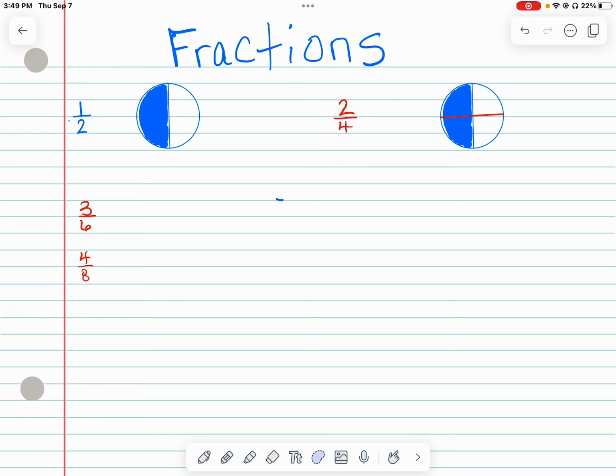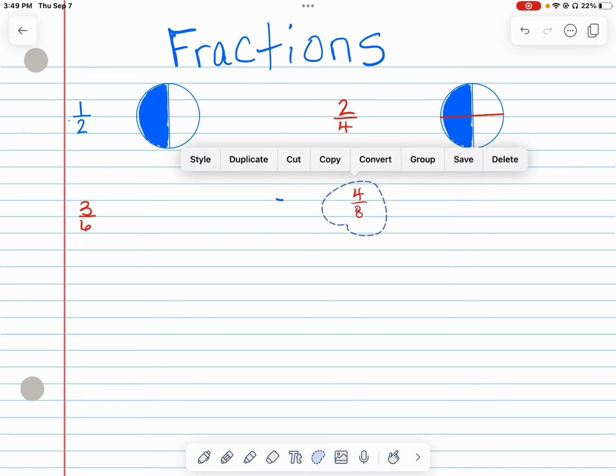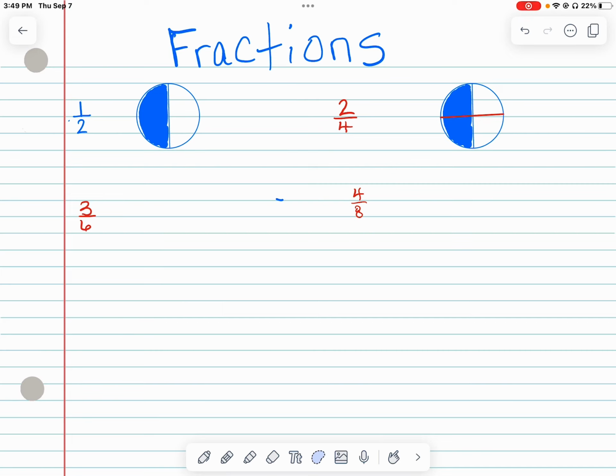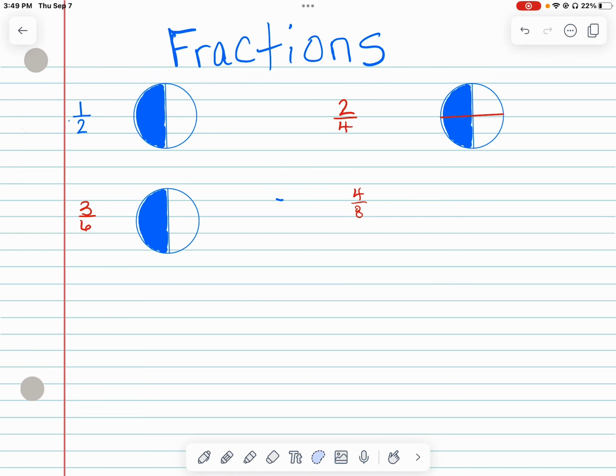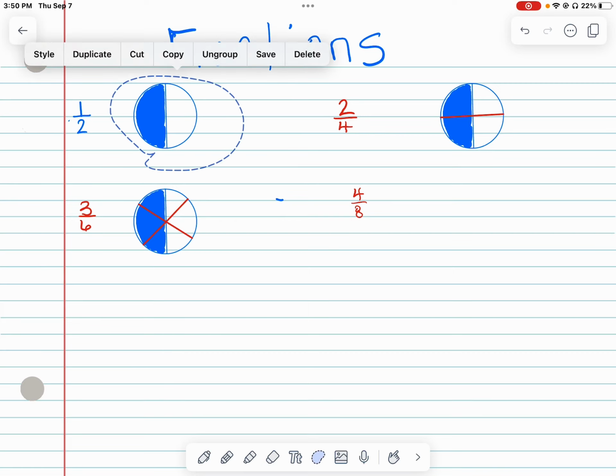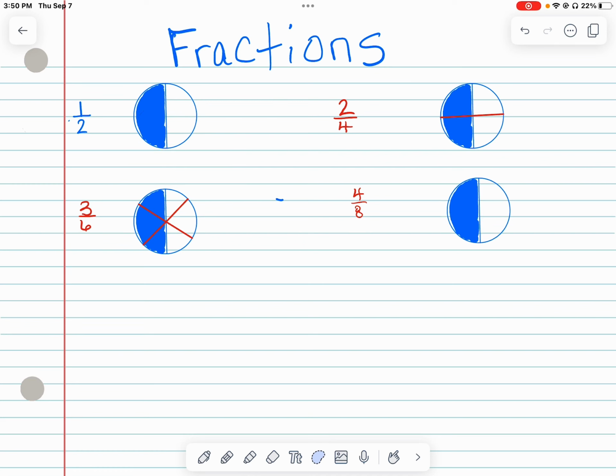And of course, we can't just stop at cutting them into 4 pieces. We can cut them into 6 pieces. And you're like, well, how does that happen? Well, if you split your pie into 6 pieces, all of a sudden that 1/2 is 3 out of those 6 pieces. And then we're not done because we could keep on going.